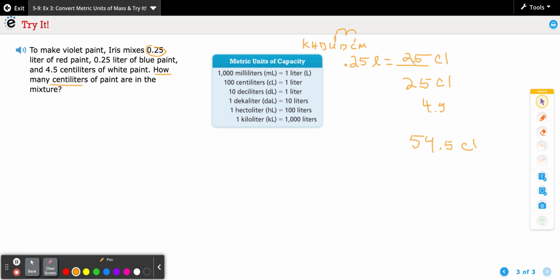All right, I hope that made sense, because that's the mixture, right? Who is this? Do they tell us? Yes, Iris took that much red, that much blue, and then finally that much white. Mixed it together to get that much of the mix.